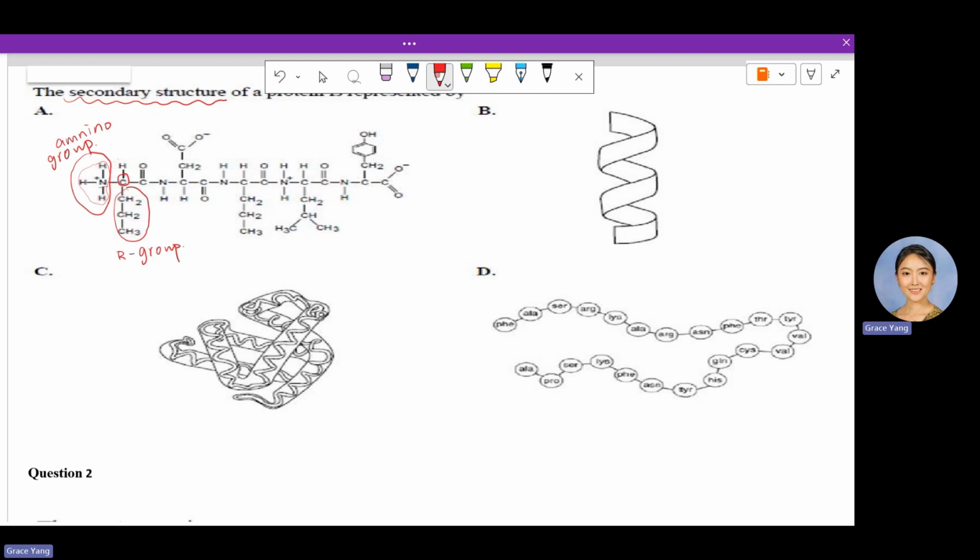I also know a carboxyl group is attached to my central carbon. And here it looks like it has already formed a peptide link with the nitrogen from the next amino acid. So this link here is a peptide link.